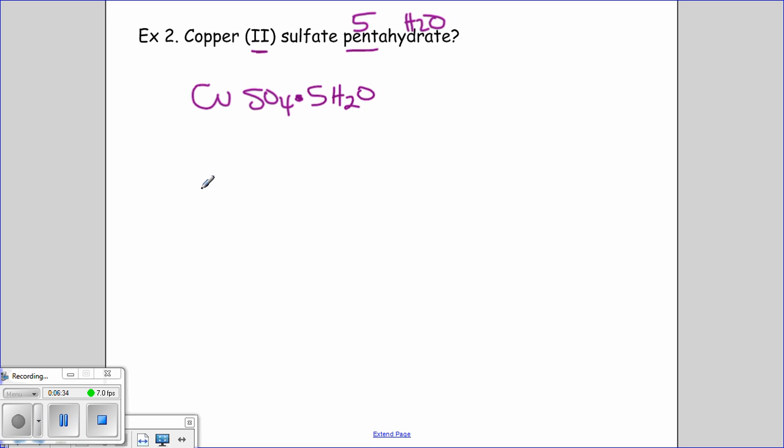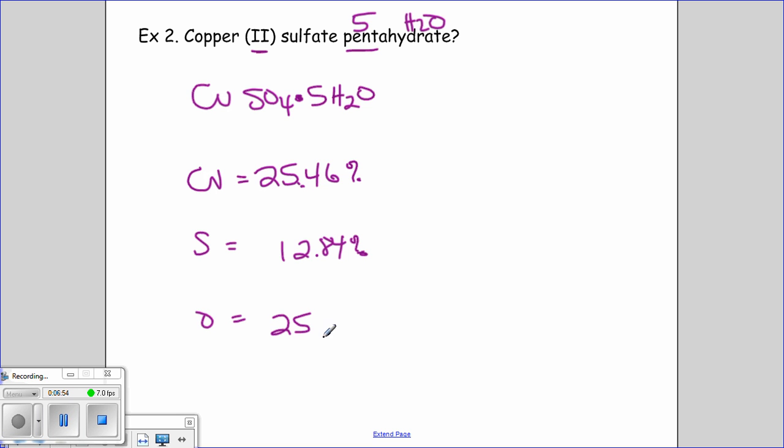When you do this process the same way that I previously have done, you'll get copper is equal to 25.46%. You can do this and check yourself. You get sulfur is equal to 12.84%. And you get oxygen equal to 25.64%. Now, I only did the oxygen present in the sulfate here. I didn't use the oxygen from the water because in this case, for a hydrate, you're going to calculate the water's percent as a whole. Don't separate the H from the O here.